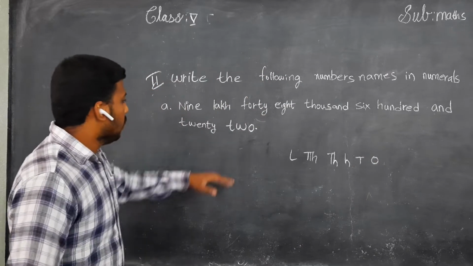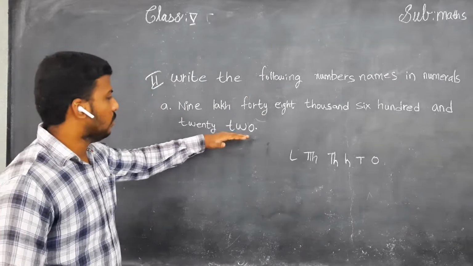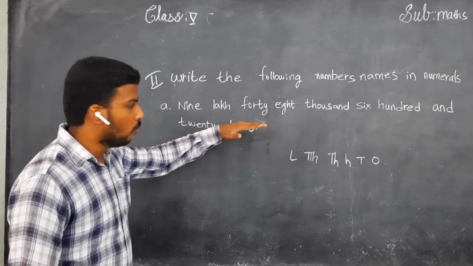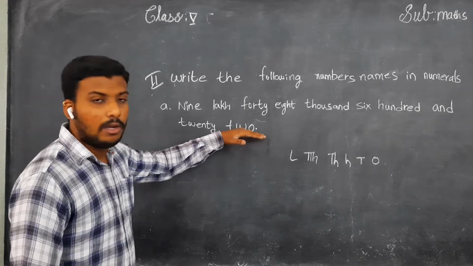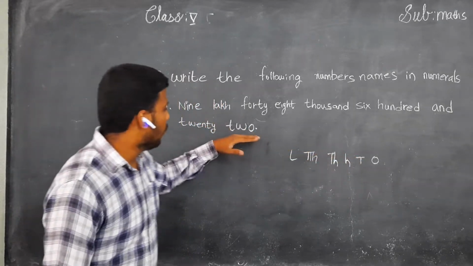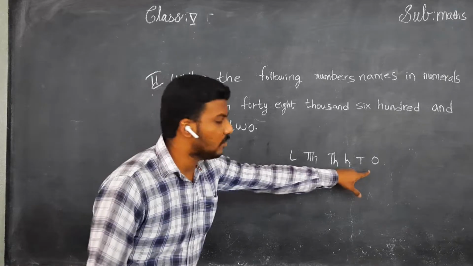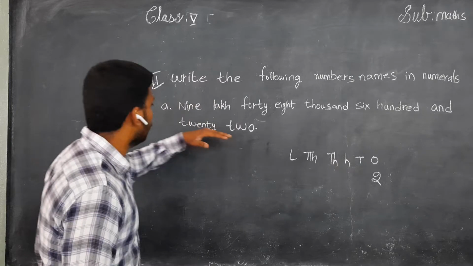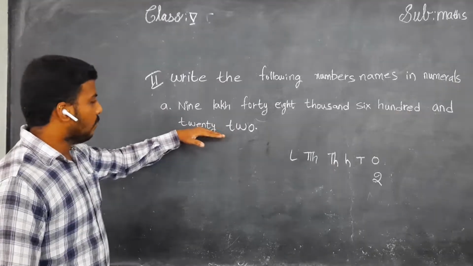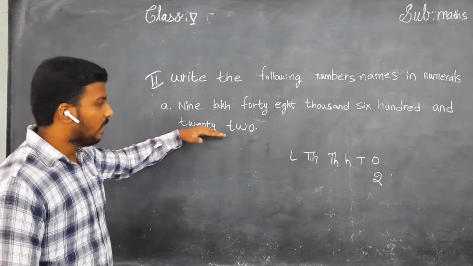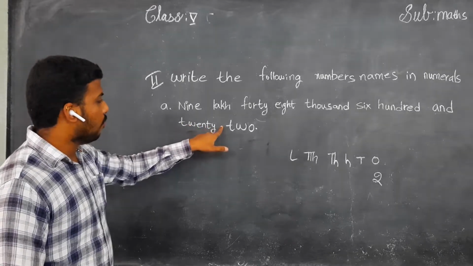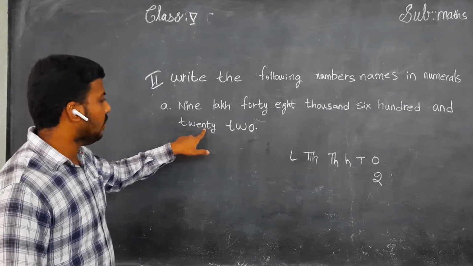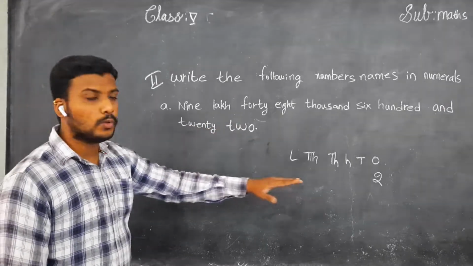See, for this, 22 means in the place of ones we have to write 2. Understand, children? In the place of ones there is a value 2. Next, coming to the tens place, 2 into 10, how much? 20. Combining, in the place of tens 20, and in the place of ones we have 2, so we have to write 22.